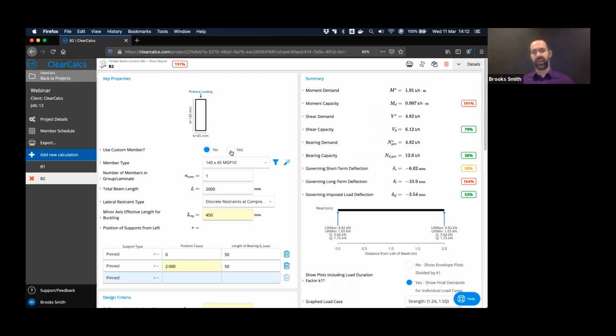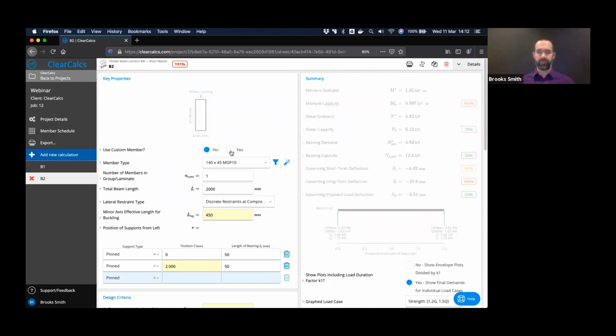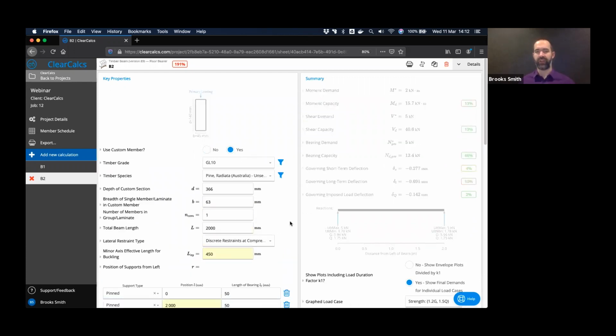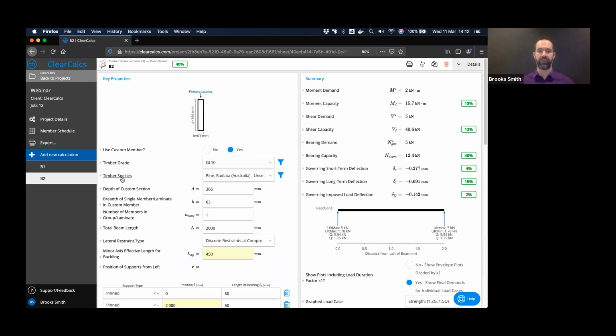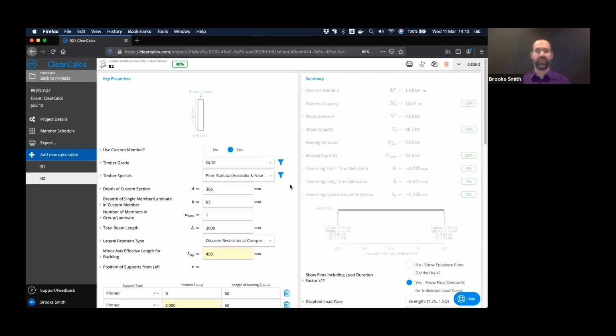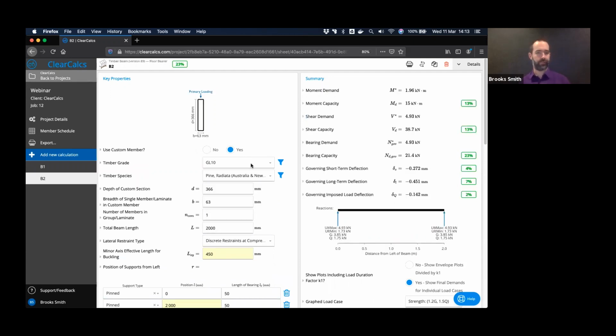So we said this is going to end up being a custom beam. So I'm going to select yes for custom here. And you'll notice that some of my options changed here. I now have radiata pine. I have my species selection. We're going to assume a seasoned radiata pine, just to keep some of the selections a bit simpler.